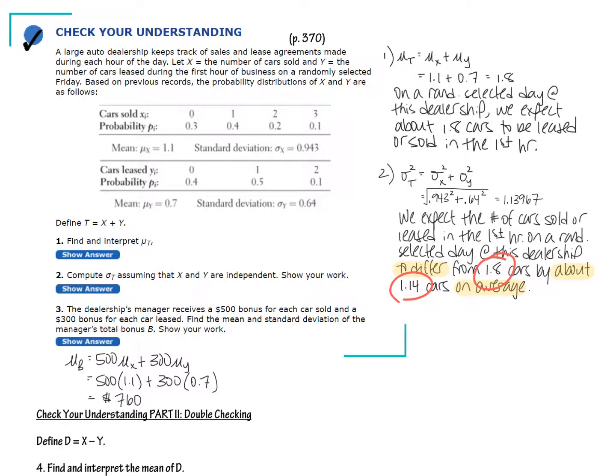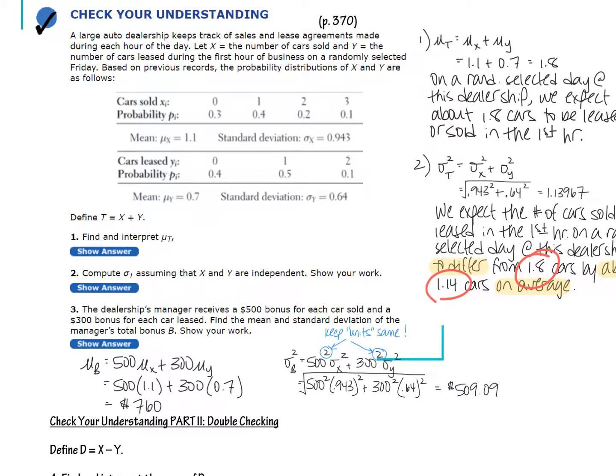So I'm taking 500 times the mu of x plus 300 times the mu of y, and then plugging those numbers in, and it gives you 760. So just remember, when you do standard deviations, we can't add standard deviations together. We have to add variances. So it's going to look something like this, but I have to use the 500 and the 300.